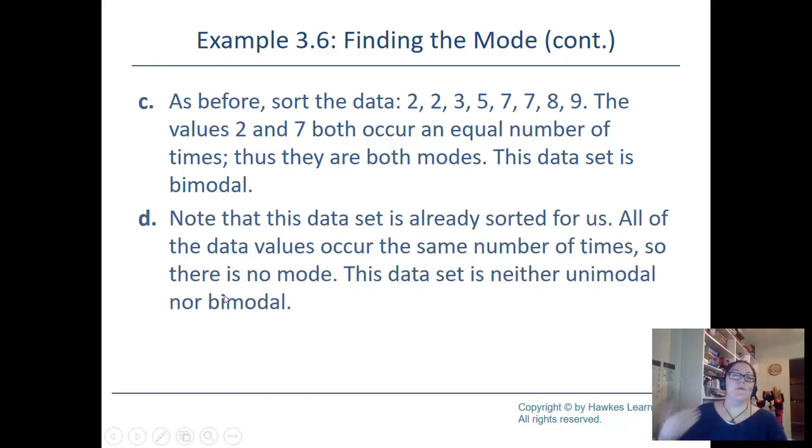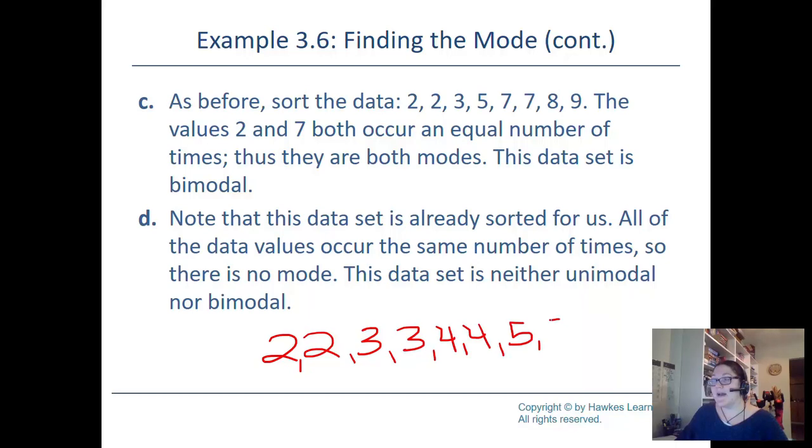Now our last example, notice that it was already set up for us in that nice, beautiful order. When we were looking at this one here, remind yourself that it was basically 2, 2, 3, 3, 4, 4, 5, 5. They're all showing up the exact same amount of times, right? So I don't really need to worry about sorting it because it was already in order, but everything shows up twice. So if they all show up the same amount of times, one doesn't show up more than the other. This is no mode. There's not a mode here. It's not unimodal, it's not bimodal, it's just no mode whatsoever.